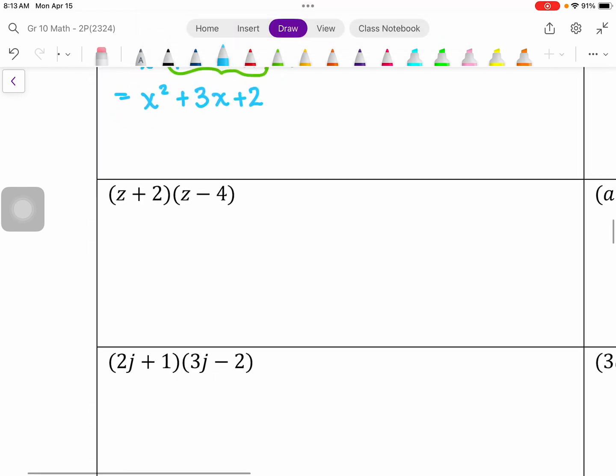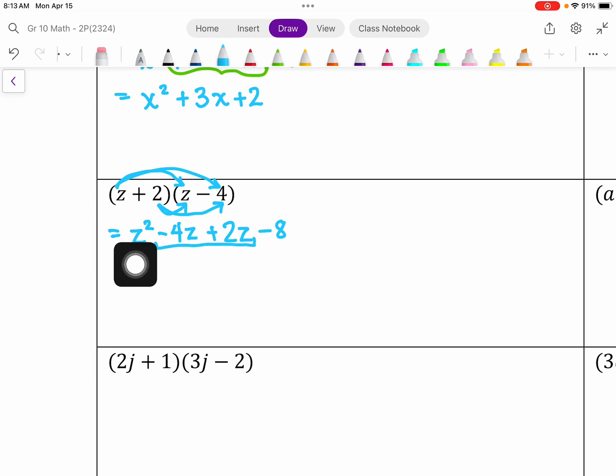So let's try another one of these. So I have z times z, that's z squared. Z times negative 4 is negative 4z. 2 times z is 2z. And 2 times negative 4 is negative 8.